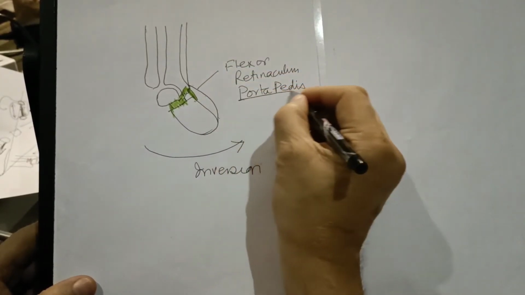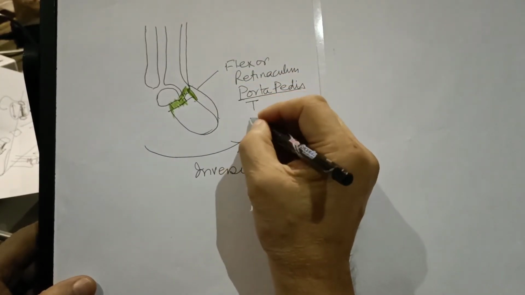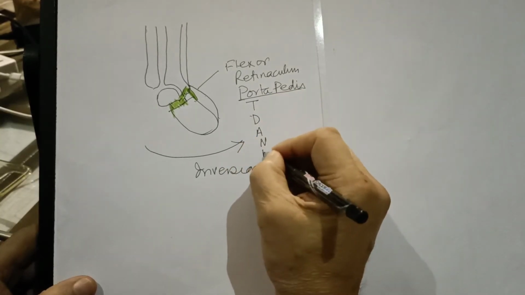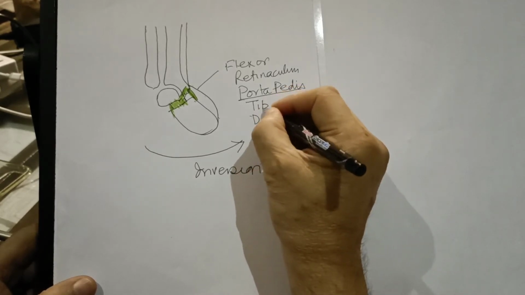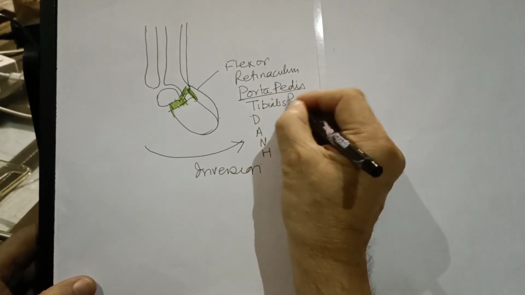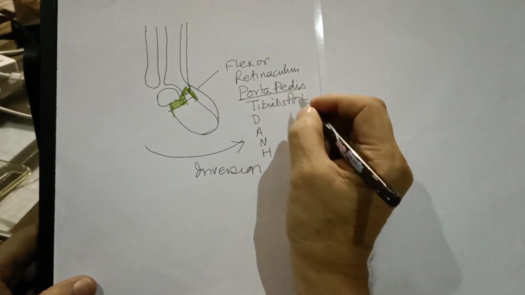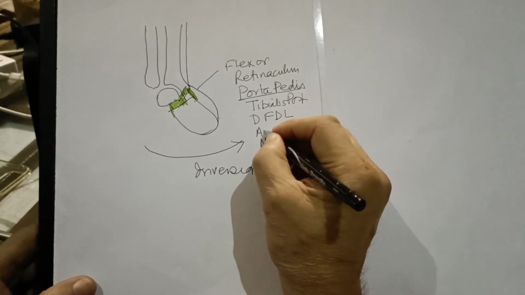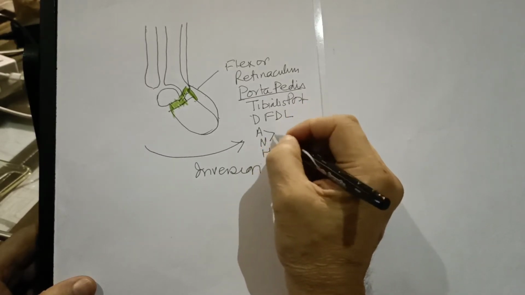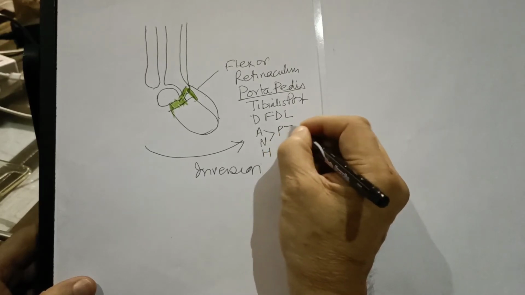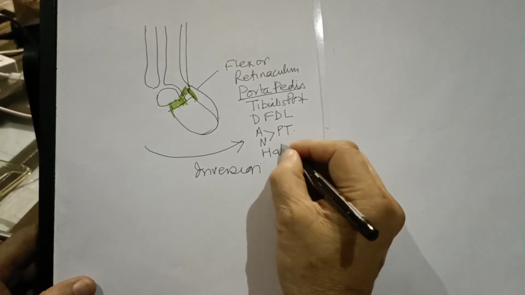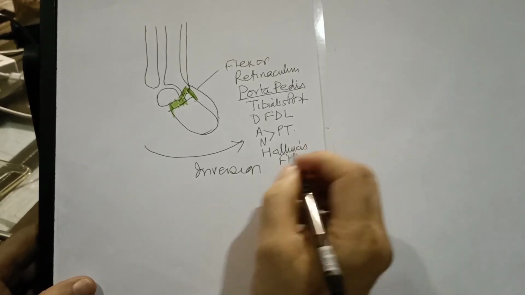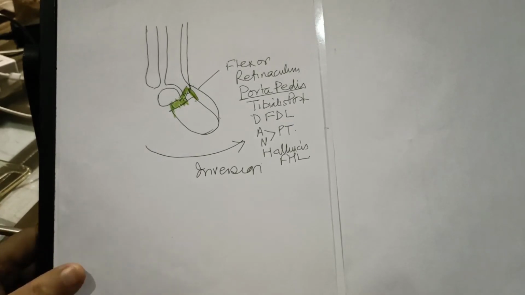And the structures that pass through the porta pedis can be remembered by the mnemonic "Tom, Dick, And Harry": Tom is tibialis posterior, Dick is flexor digitorum longus, And is artery and nerve, the posterior tibial artery and nerve, and Harry is flexor hallucis longus, FHL, in the last.